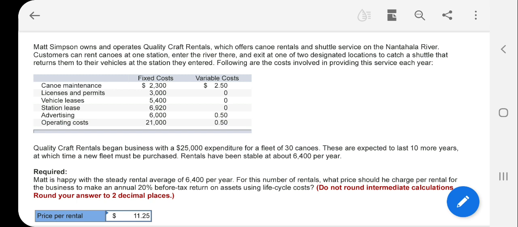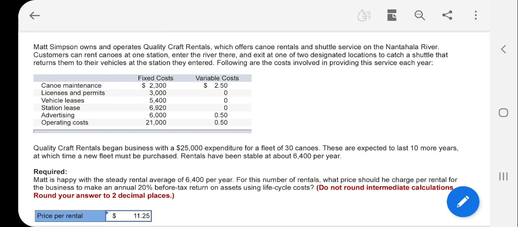These are expected to last 10 more years, at which time a new fleet must be purchased. Rentals have been stable at about 6,400 per year. So the business can rent canoes 6,400 times per year. So their customers go there and rent the canoes, etc.